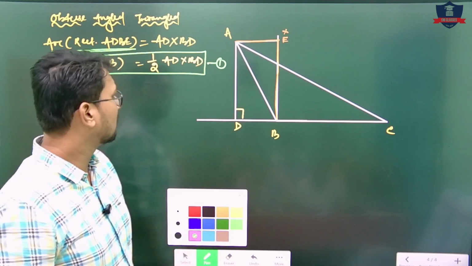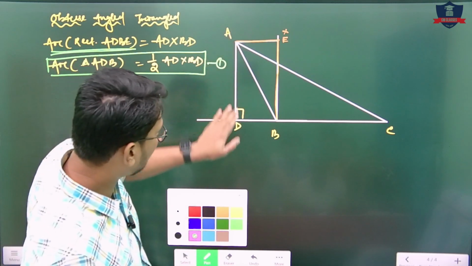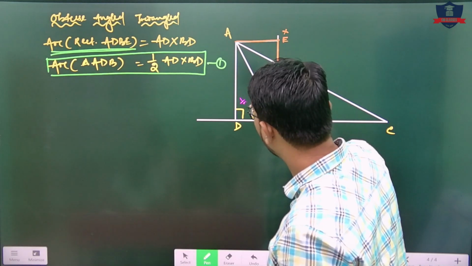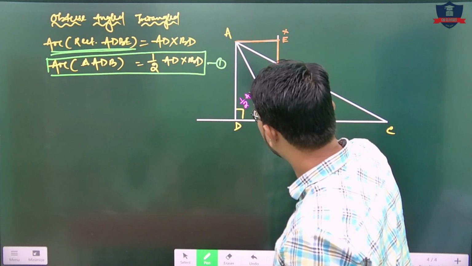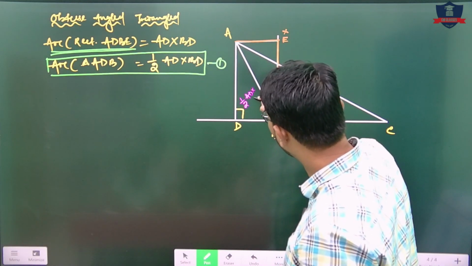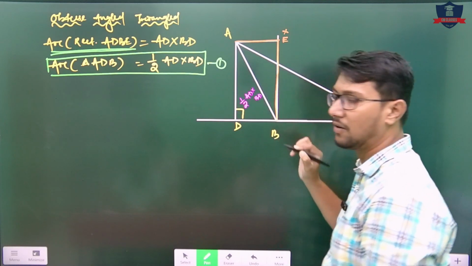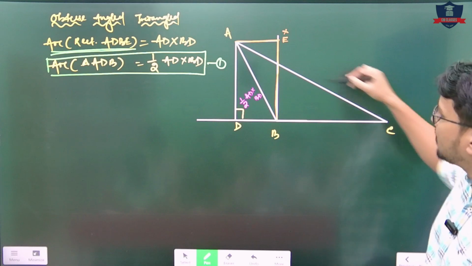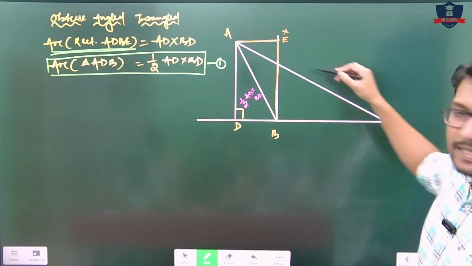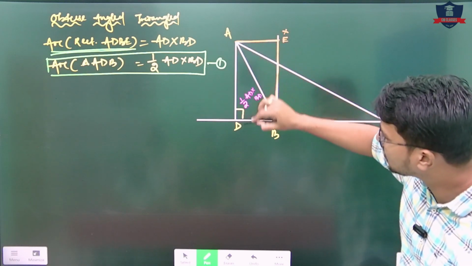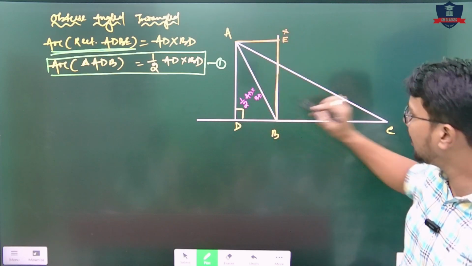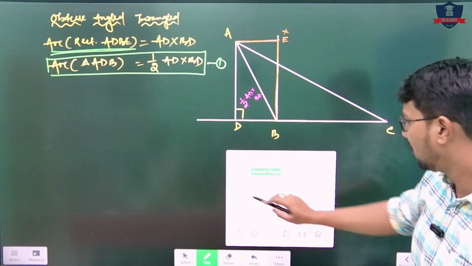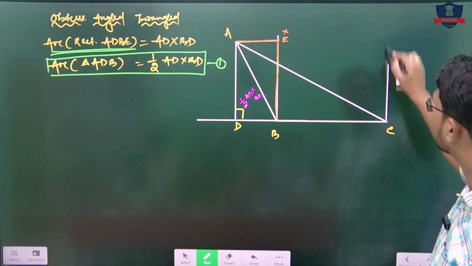Similarly, we got the area of ADB: half into AD into BD. Now similarly I said we have to take another diagonal, which one? AC. Here the perpendicular is AD. For AC, another perpendicular I have to draw at C. So I have to draw like this.